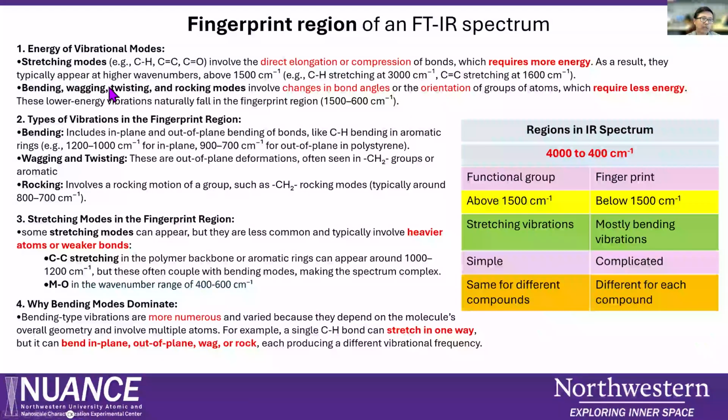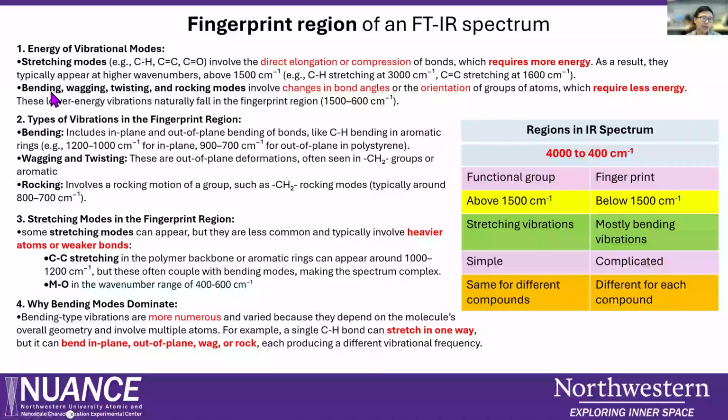First, let's talk about the vibration modes. We have the stretch mode and the bending mode. We know stretch mode is the chemical bond elongating and compressing. This requires higher energy, and typically it is a higher frequency and higher wave number, on the left side of the spectrum. For bending, twisting, and rocking, this just changes the angle, not the bond length. This requires less energy, so that's why bending is mostly on the right, at the lower wave number.